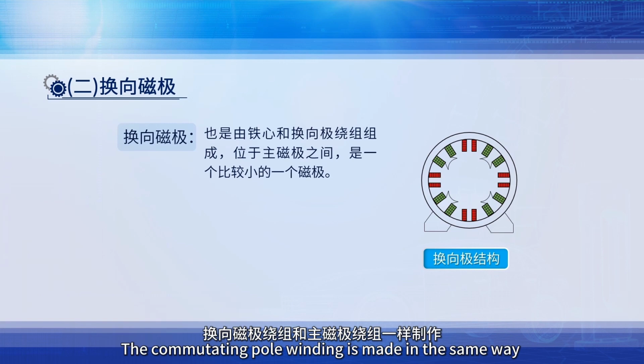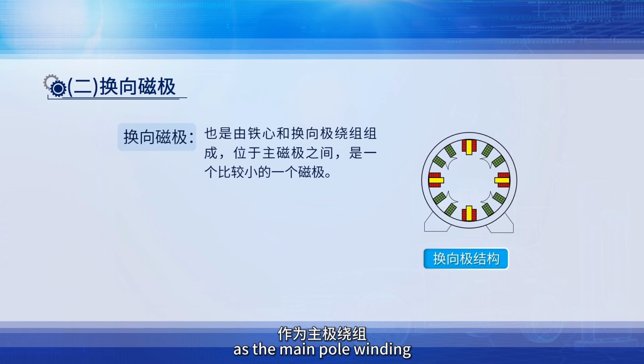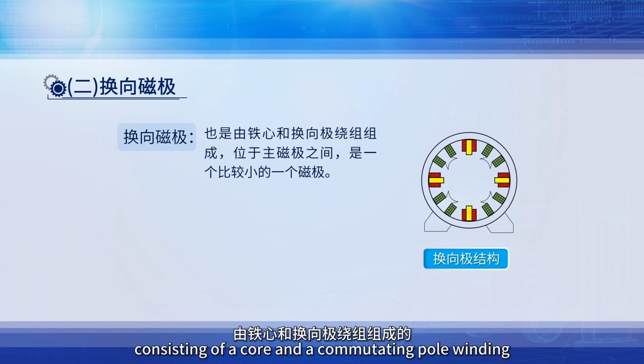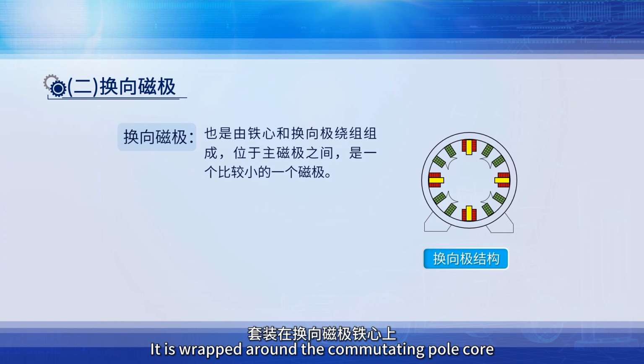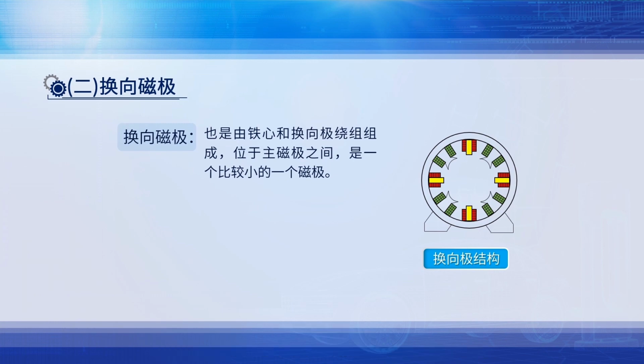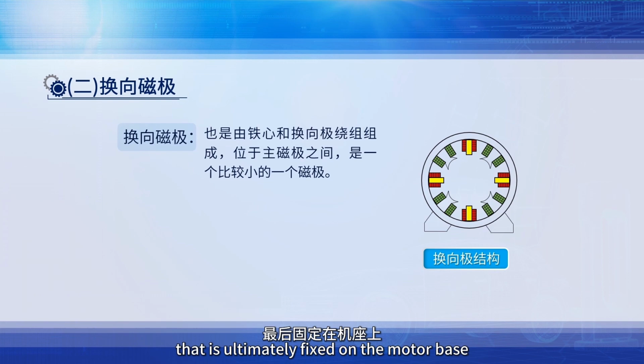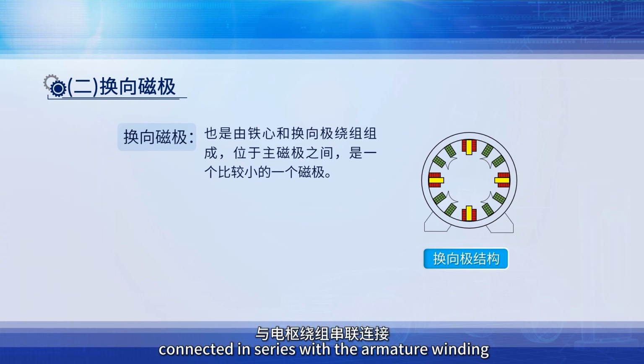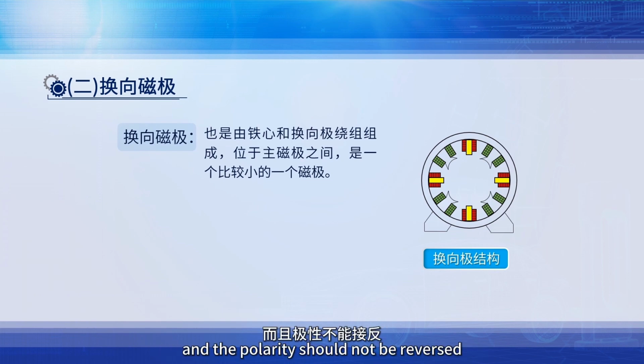2. The commutating pole winding is made in the same way as the main pole winding, consisting of a core and a commutating pole winding. It is wrapped around the commutating pole core and located between the main magnetic poles. It is a relatively small magnetic pole that is ultimately fixed on the motor base. The commutating winding should be connected in series with the armature winding, and the polarity should not be reversed.